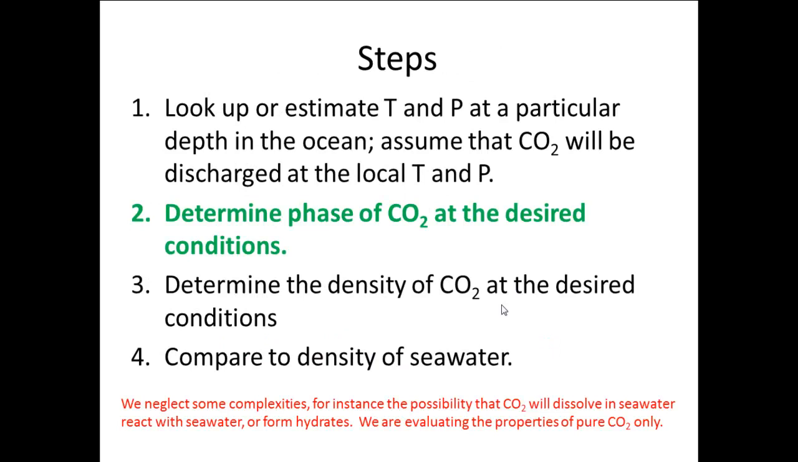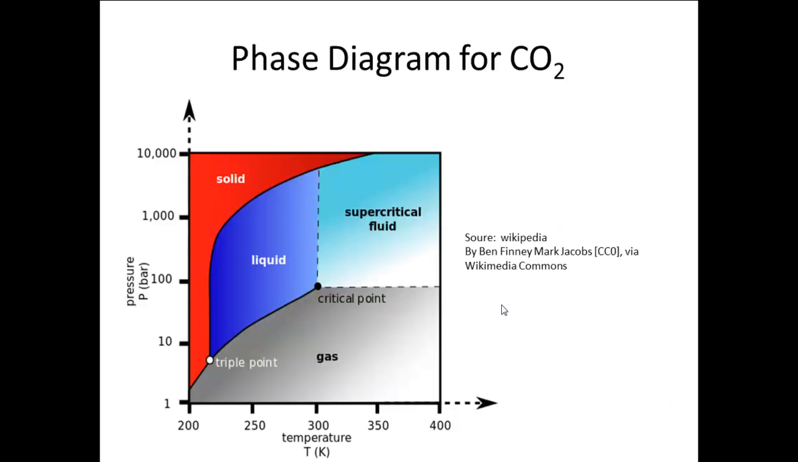Now there actually are a couple of different ways to find what phase is present, and I'm going to show you two different ways. First, I'll use a phase diagram, and then I will use tables. So here's a phase diagram for CO2. It's a map in temperature and pressure coordinates, showing the regions where different phases are present.